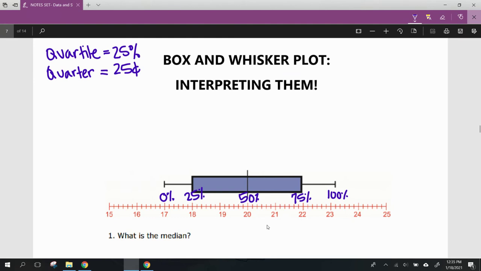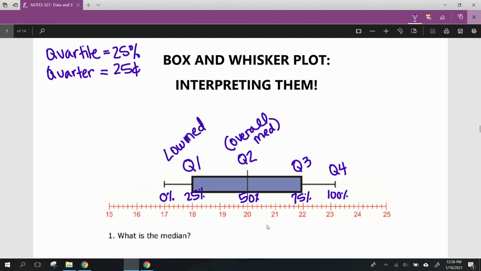So that percentage can help us remember that 1 quartile is worth 25% because 1 quarter is worth 25 cents. 2 quarters are worth 50 cents. 3 quarters are worth 75 cents, and 4 quarters are worth 100 pennies, or a whole dollar. So we've got our Q2, our second quartile, is our overall median, and we can abbreviate overall median. And then we have our lower median, Q1, our upper median, Q3, and then we simply just have our highest point here. Okay. All right, now from this, we're going to answer our questions.